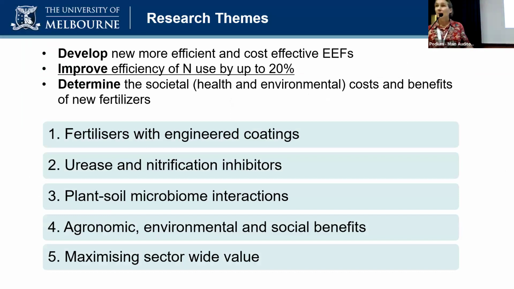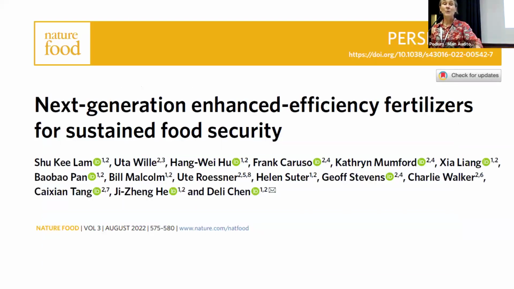We have a number of different research themes in this hub. We want to develop more efficient, and cost-effective, enhanced efficiency fertilisers, because cost is often a barrier to adoption. We're aiming to improve the efficiency of nitrogen use by up to 20%, and we want to think about the societal costs and benefits. The 5 themes look at development of engineered coatings, new types of inhibitors, and plant-soil microbiome interactions. We have to validate and test everything with agronomic and environmental social testing, and then maximise sector-wide value. We have a prospective paper that's been written associated with that hub.